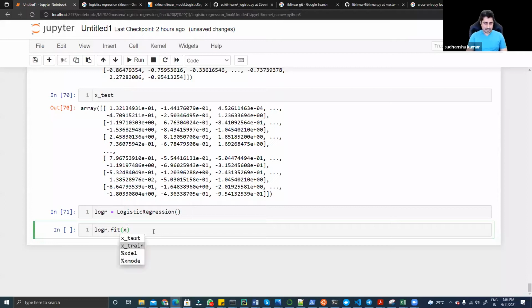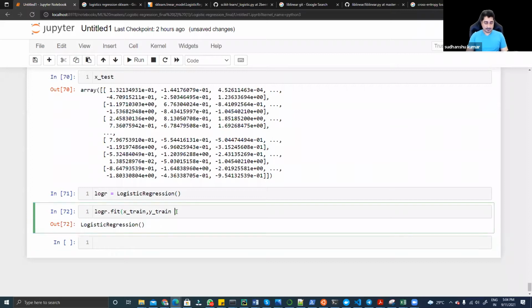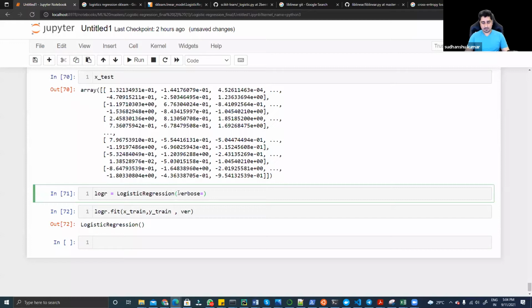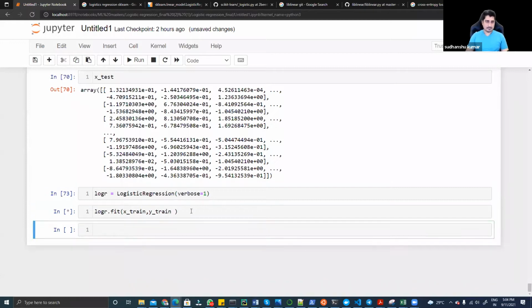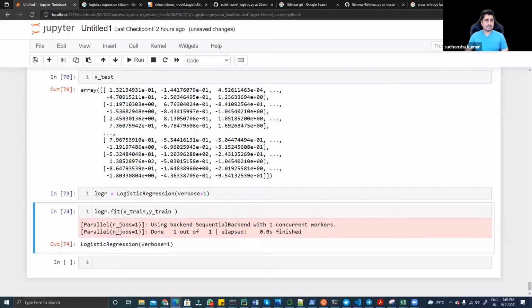Okay. So X train, I can try to fit over here, and then maybe I can try to fit Y train. And this is something that we are able to get. Verbose is equal to 1. So I think we are able to get some log, right? So we are able to get some log, like I told you. So verbose is responsible for giving you a log over here.